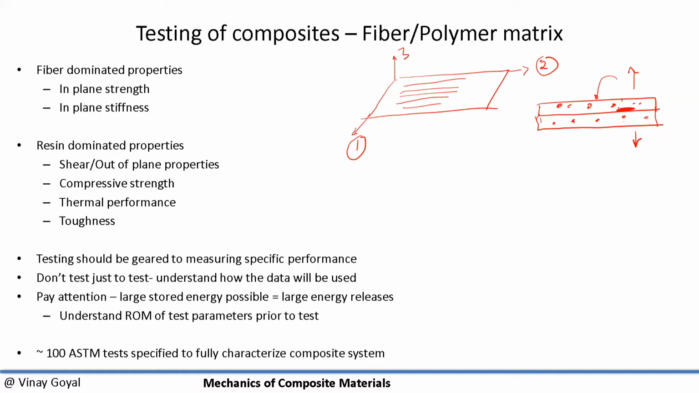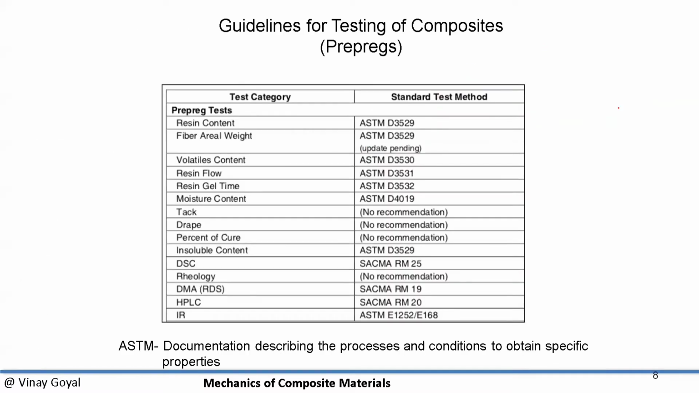In some cases, you may even need close to 100 tests to really characterize a composite completely. In composites, that's why it comes with a lot of baggage. When you adapt composites for a particular application, you're looking at more testing than for metals. So here's an example of guidelines for testing of composite prepregs.